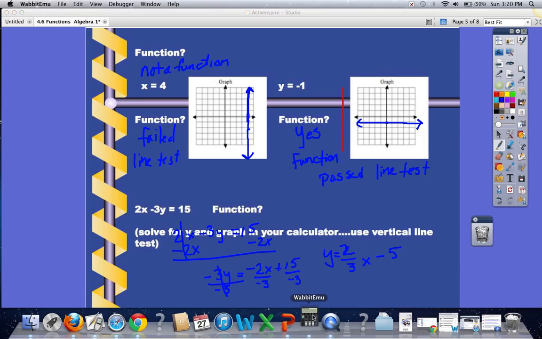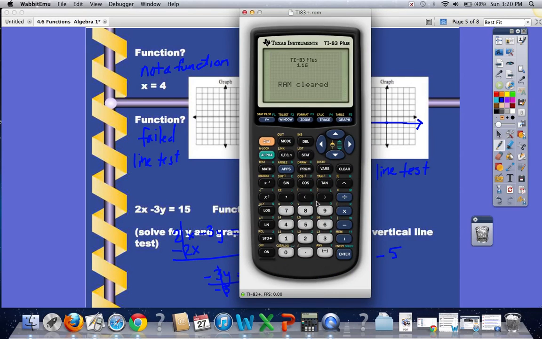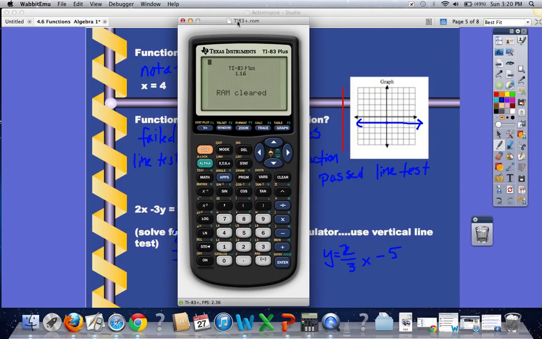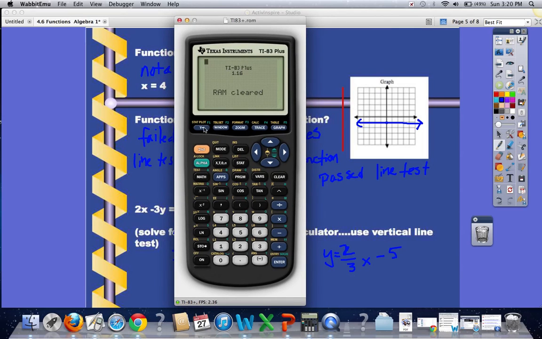So I'm going to graph this one on my calculator so you can see it. Let me move this over. Alright, so I'll go to y equals, I'll type in 2 divided by 3 x, and then minus 5. And then I'm going to graph it and watch until this little cursor right here quits, and then you know it's done. And that's a straight line.